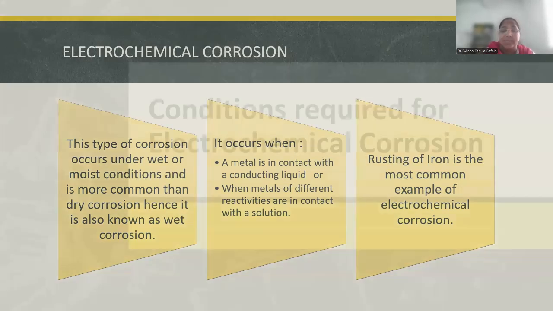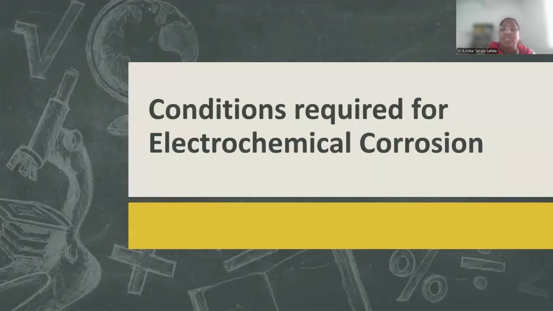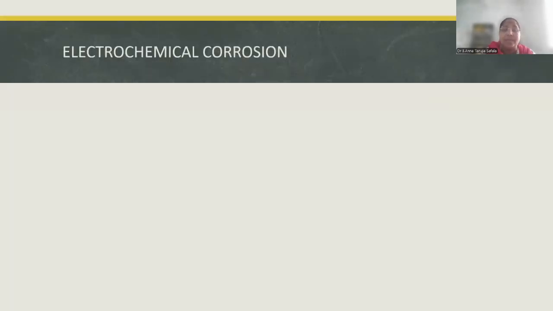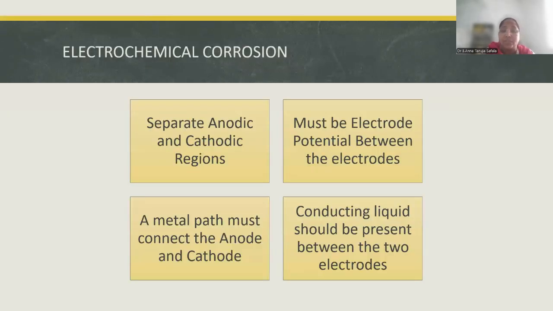Okay. Then what are the conditions for electrochemical corrosion? Here are the conditions. There must be the formation of anodic and cathodic regions. The electrode potential between the electrodes must differ a lot. A metal path must connect the anode and cathode. A conducting liquid should be present between the two electrodes. These are the four conditions required for electrochemical corrosion.